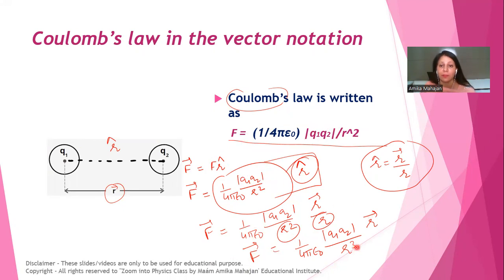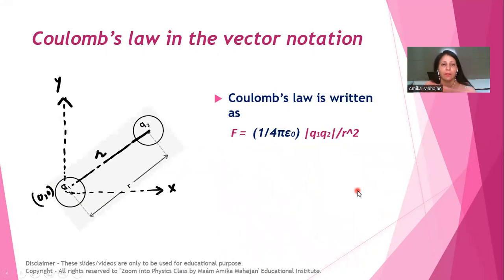Now what is the difference between these two? In this case, the denominator has r square. In this case, the denominator has r cube. So please keep in mind, if you are representing it with r cap, then in the denominator it will be r square. If you are representing it with r vector, then in the denominator it will be r cube. These are two important vector forms.